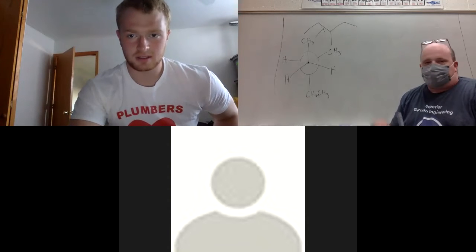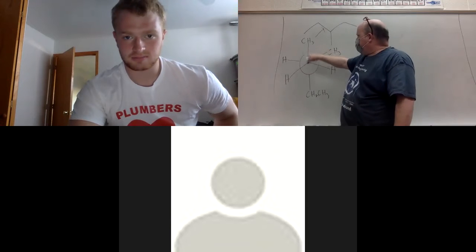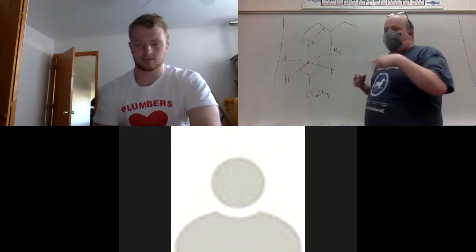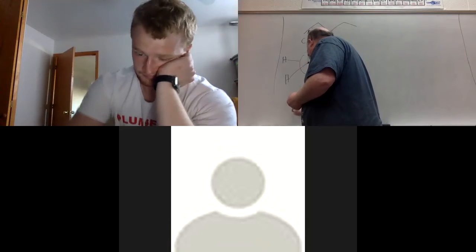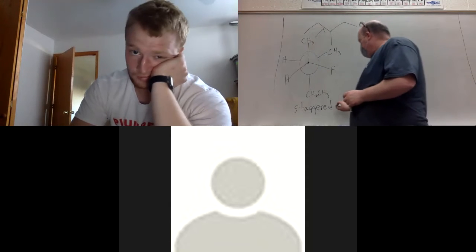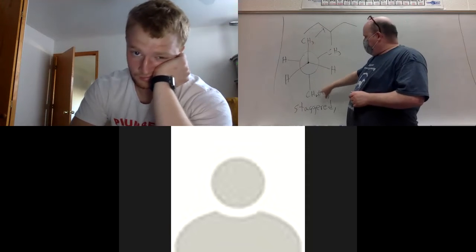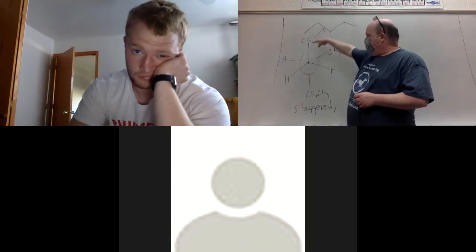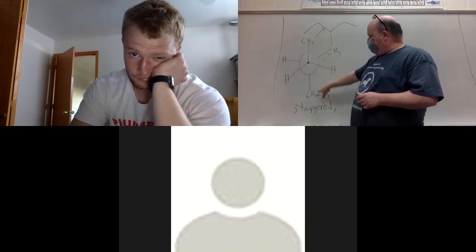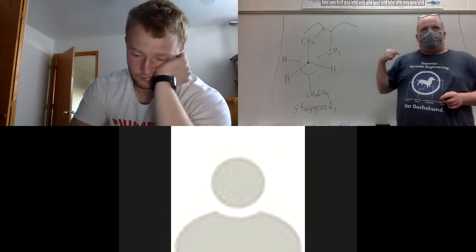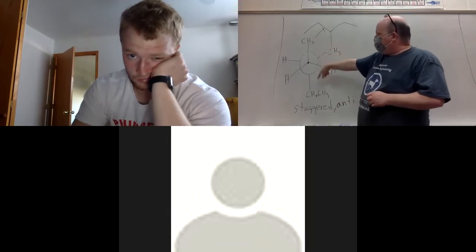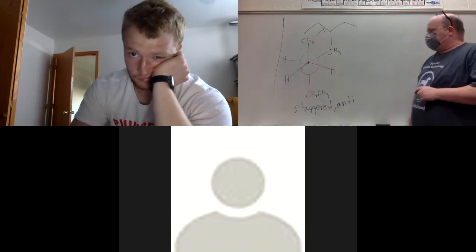Yeah, a little bit. For staggered and eclipsed, you're looking at the bonds on the front carbon and the back carbon: are they overlapping each other, or are they sort of staggered from each other, offset, right? So this one is staggered. We can also describe the relative positions of the biggest groups. For example, on the front carbon, out of these 3, CH3 and the 2 H's, the biggest group is CH3. On the back carbon, the biggest group is the ethyl group, right? So you can also describe how the biggest groups on each carbon are oriented with respect to each other. When they're completely opposite from each other like this, that's called anti. So this is a staggered anti.